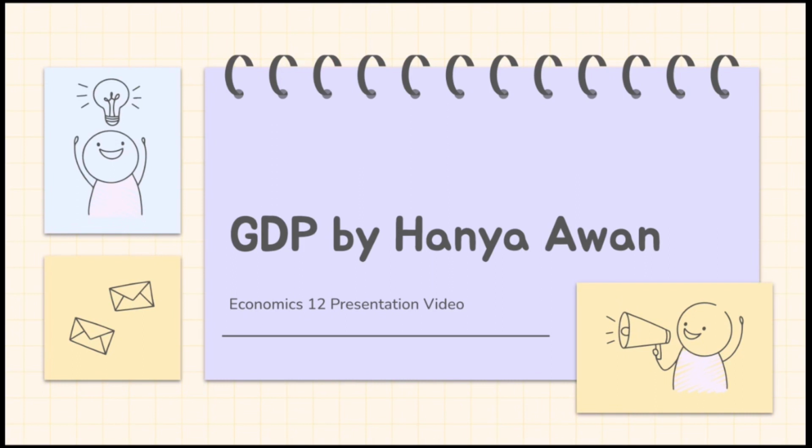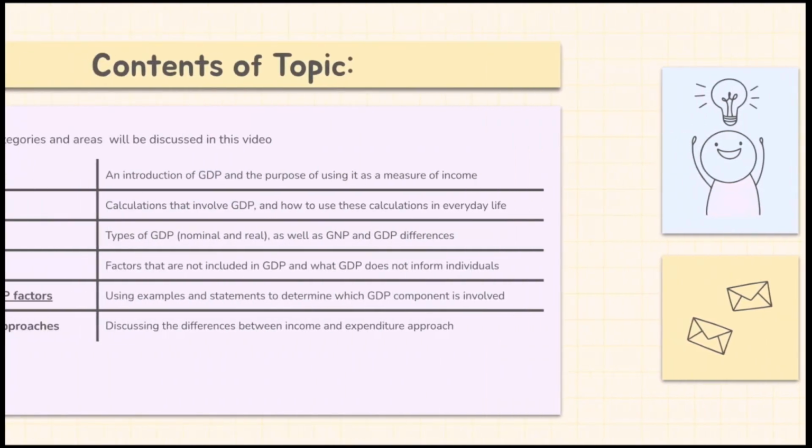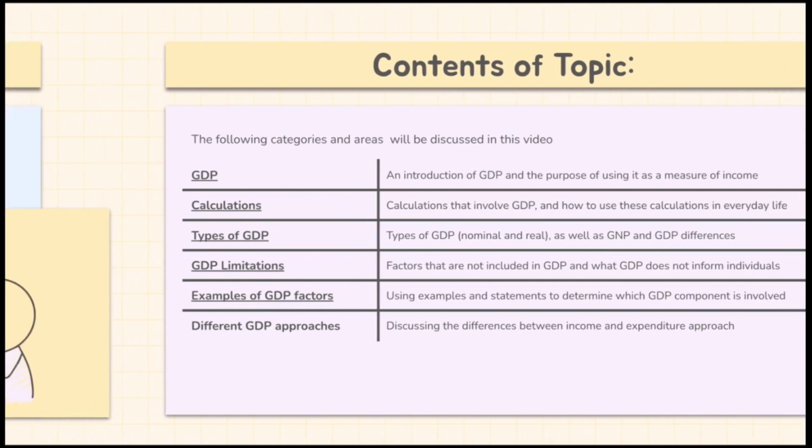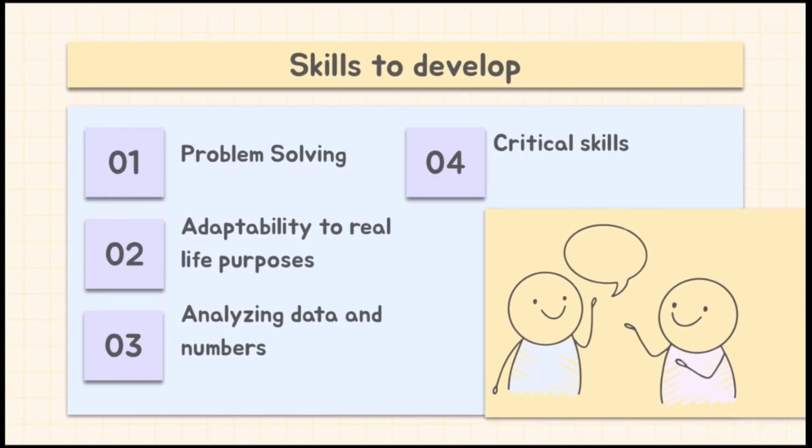Today we'll be looking at GDP, which is a very common topic in economics and business as well. So these are some contents we'll be looking over, such as what GDP is, calculating it, knowing the distinct forms of GDP, limitations, what is included in GDP, and looking at examples more closely. Some skills to develop are listed here, like problem solving and adapting and being able to analyze data and numbers, which we need to calculate it later on.